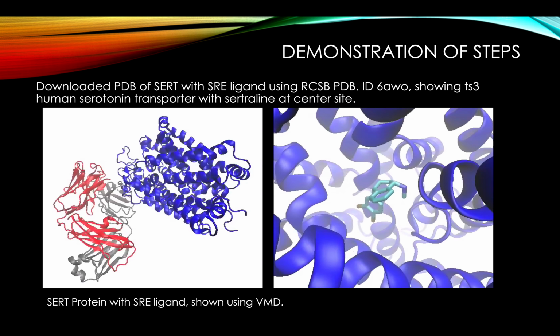These are images that I generated in VMD after loading in the PDB of this file. On the left, you see the overall protein structure, and it's coded based on the different sections. And on the right, you see the alpha helices of the chain A of this protein, and in the middle of it, which is the proposed binding site, is the sertraline ligand.